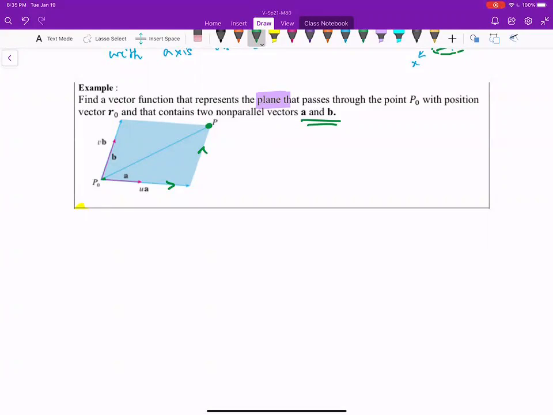So in order to go from P0 to P, you walk certain units in the A direction and then certain units in the direction of B to reach P. So the vector P0P can be written as uA plus vB, where u and v are scalars.